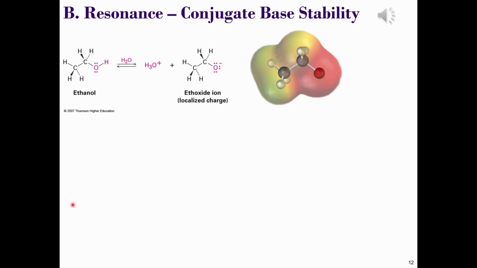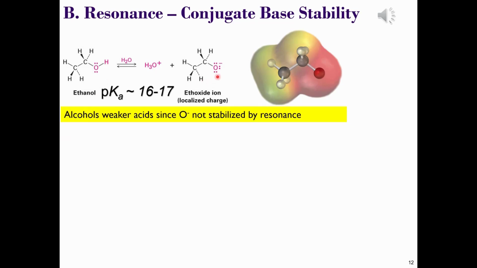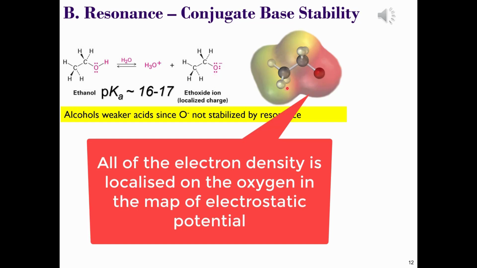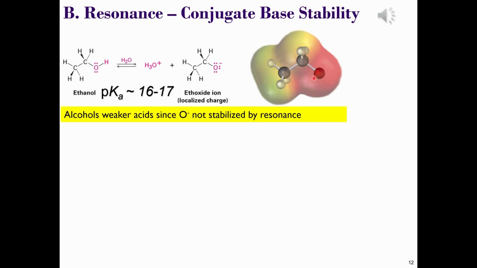This becomes especially useful when trying to judge which is the most acidic proton when it's bonded to the same atom. In this case we're going to look at oxygen and consider two examples. In the first example, ethanol has a very high pKa because the oxygen anion of the conjugate base cannot disperse that negative charge. The map of electrostatic potential shows this because the red area represents the high electron density, and it's all localized on that oxygen atom because it's the most electronegative atom.